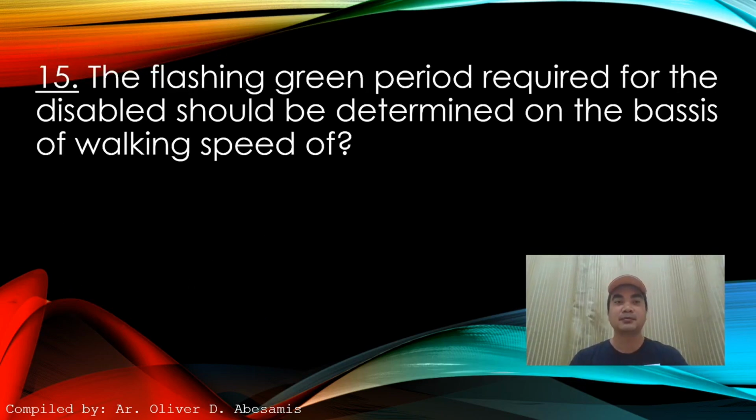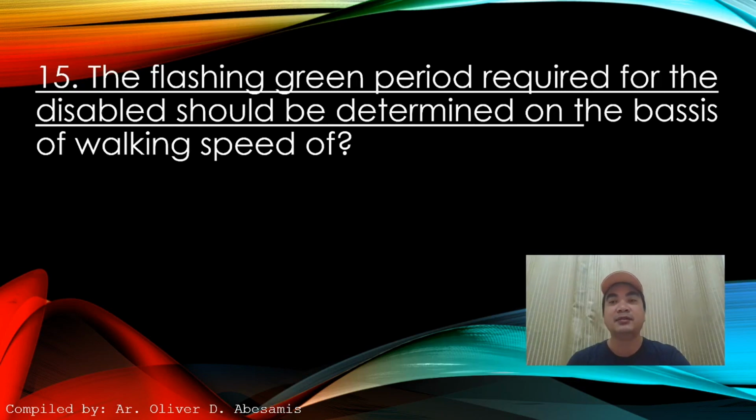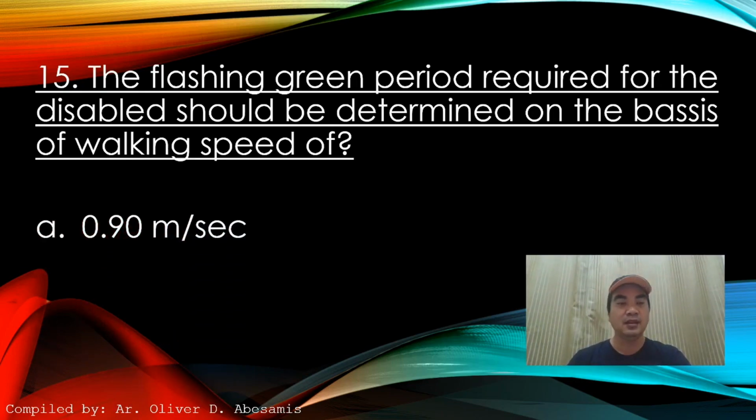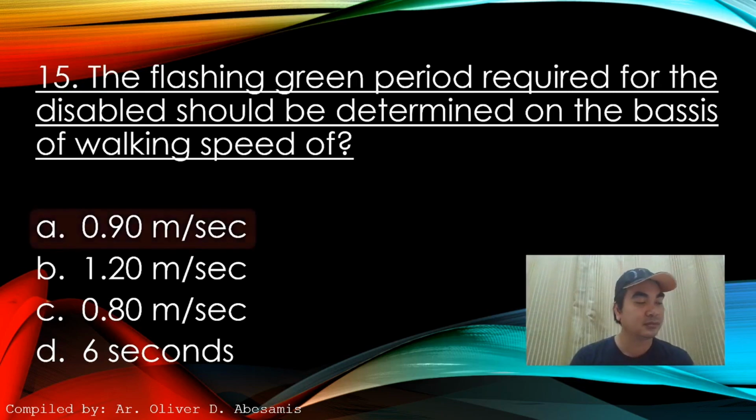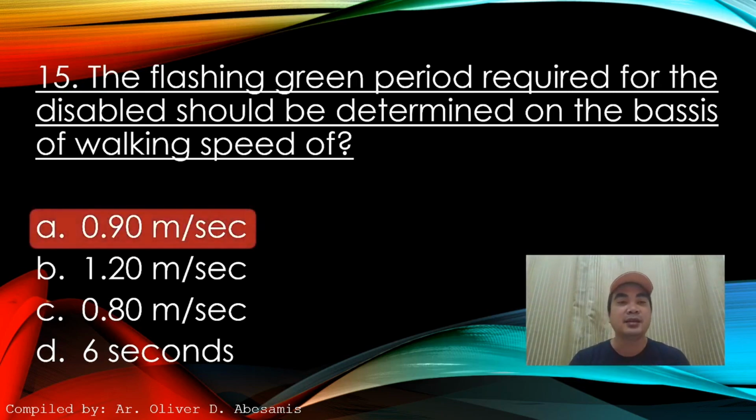Number 15. The flashing green period required for the disabled should be determined on the basis of walking speed of A. 0.9 meter per second, B. 1.2 meter per second, C. 0.8 meter per second, D. 6 seconds. Answer? A. 0.9 meter per second.